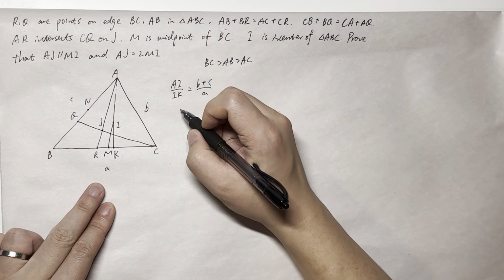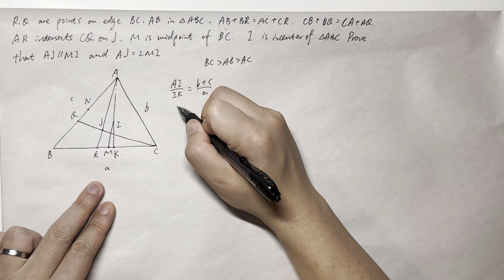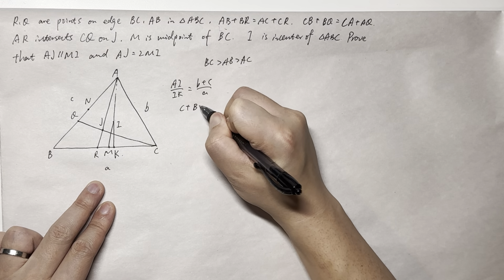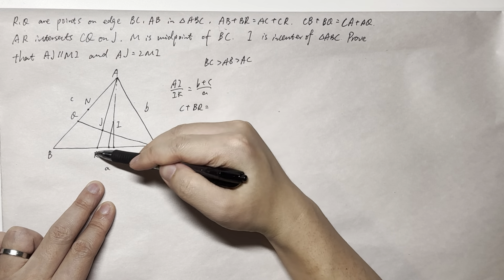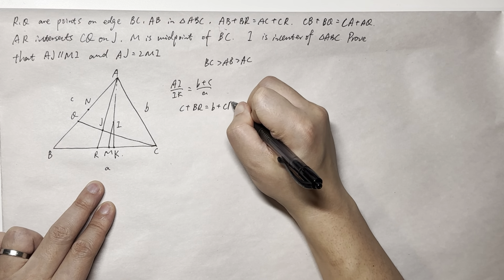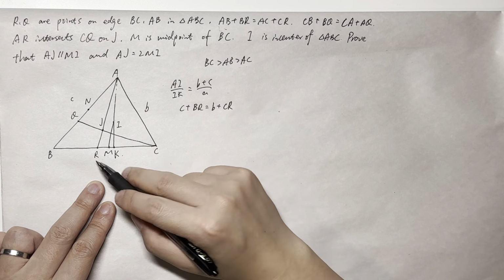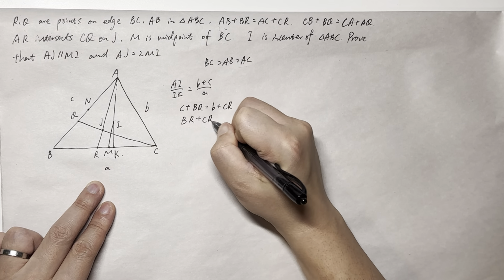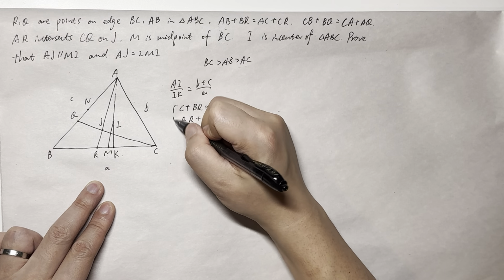So let's do the calculation. First, we know that AB plus BR, which is c plus BR, equals AC plus CR, which is b plus CR. And we know that BR plus CR equals a, right?